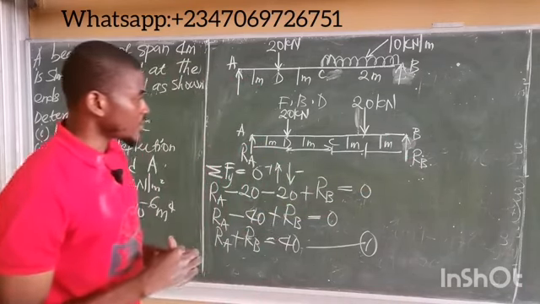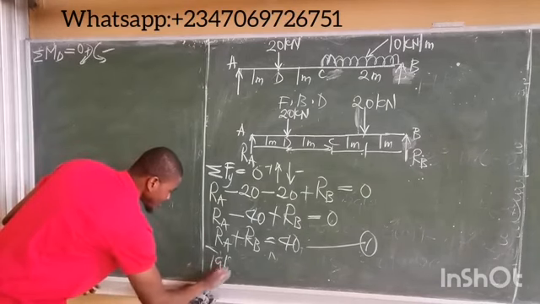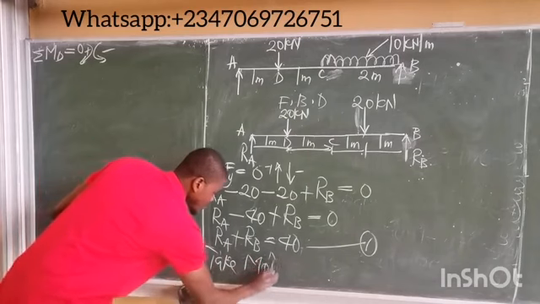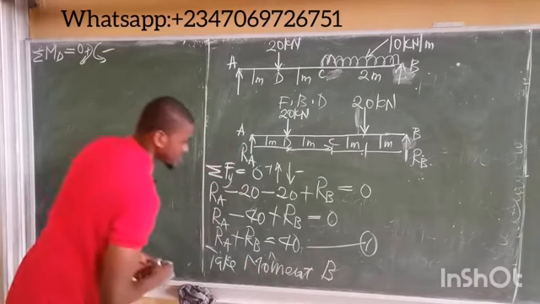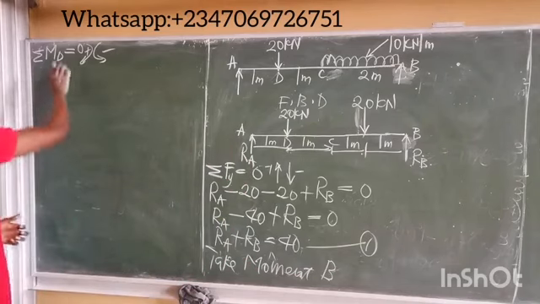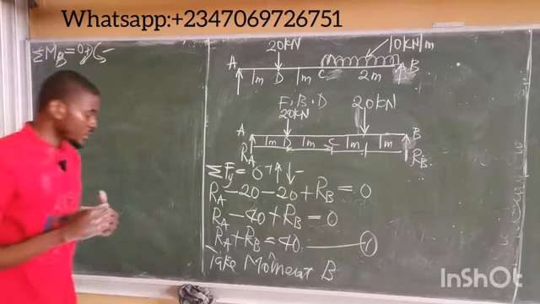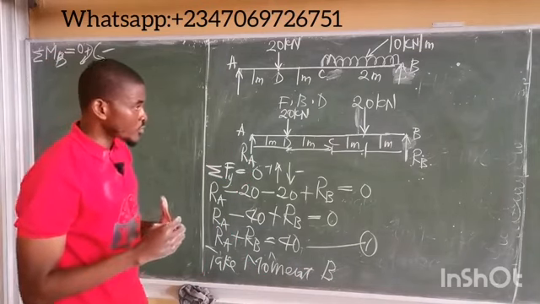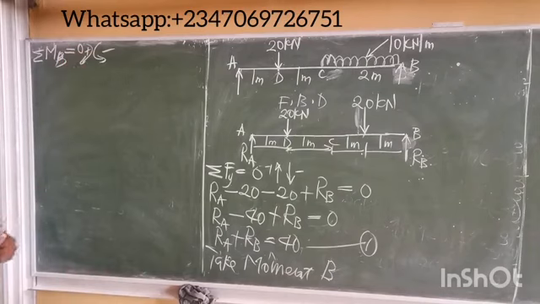Okay, so let's do that now and see point B. Let's take moment at point B. Okay, so the sum of the entire moment at point B is simply equal to 0. So we're considering clockwise moment to be positive and anti-clockwise moment to be negative.